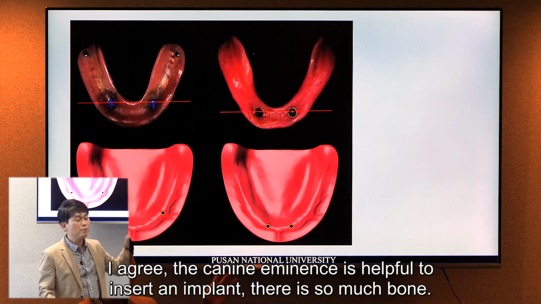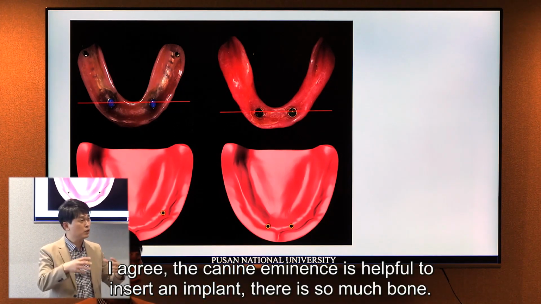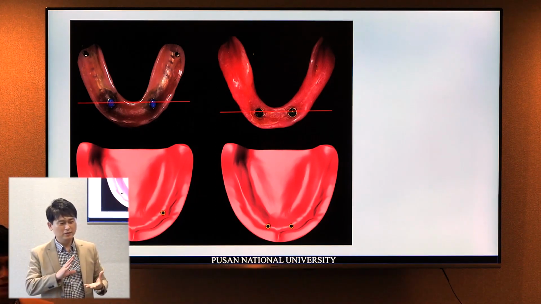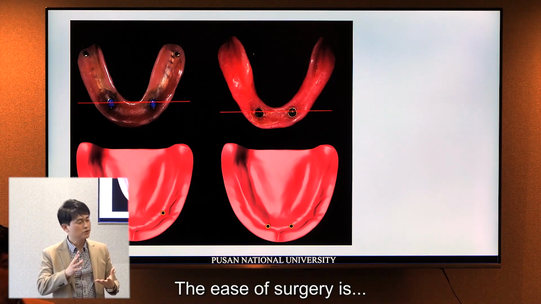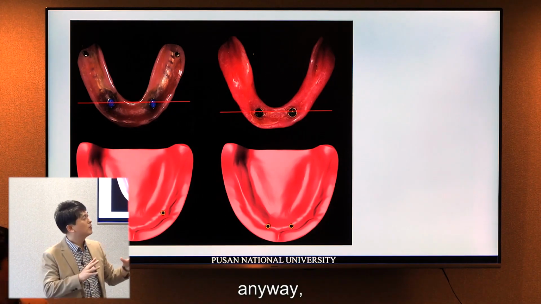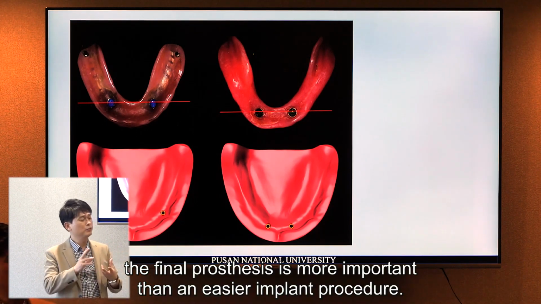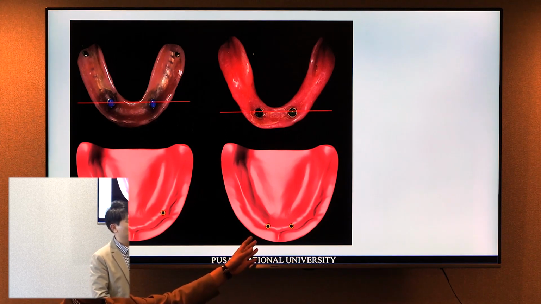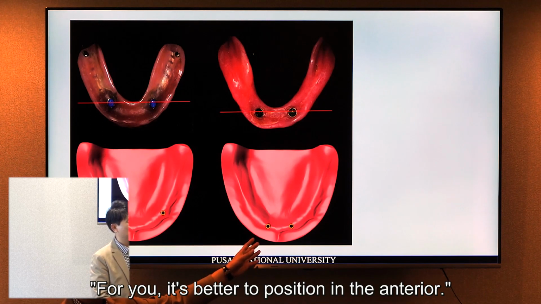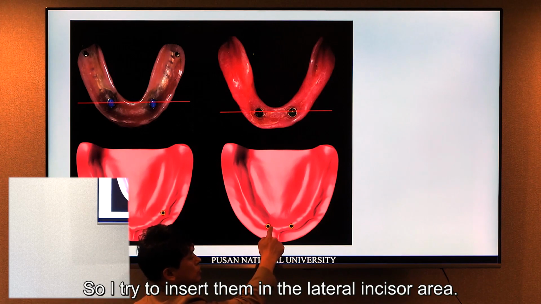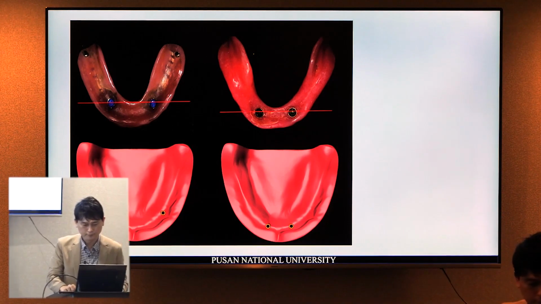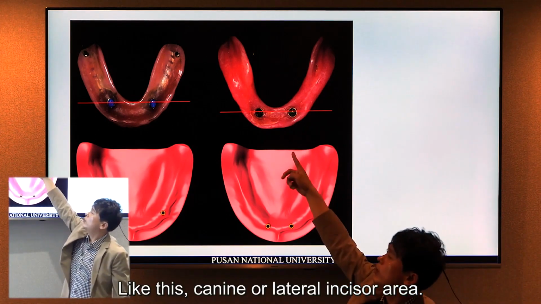I agree. The canine eminence can help to insert implants in this part; there is so much bone. But the ease of surgery is, anyway, less important than the final process. So I try to insert on the lateral incisor area, for the upper. Canine or lateral incisor area.